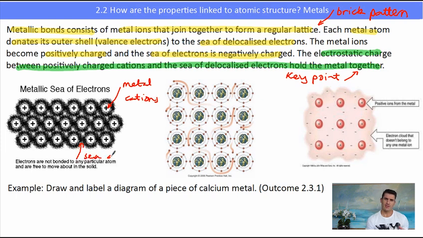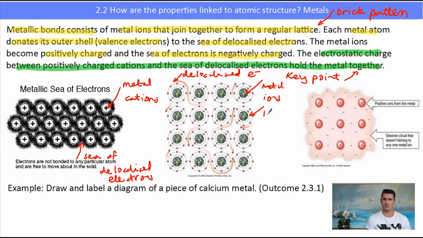The first one, we have our metal cations in that infinite lattice, that brick pattern, and then between the ions we have our sea of delocalized electrons. The electrons are not contained in one area, they belong to the lattice as a whole. The middle diagram, again, we have our metal ions in a lattice, and then our delocalized electrons are the ones that are whizzing around in between all of the atoms.